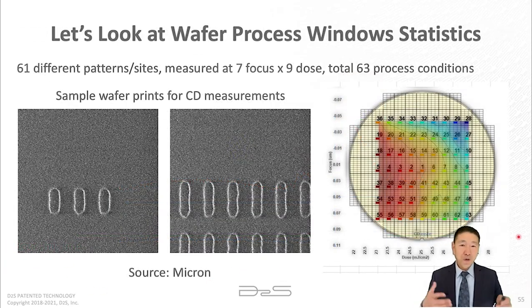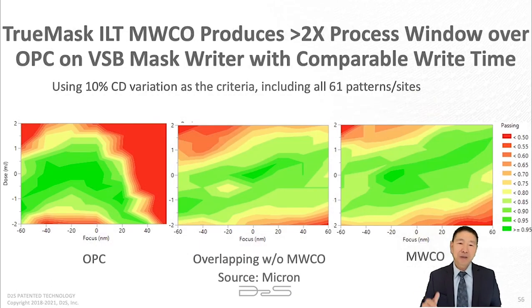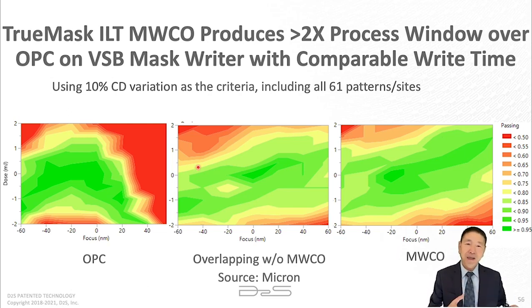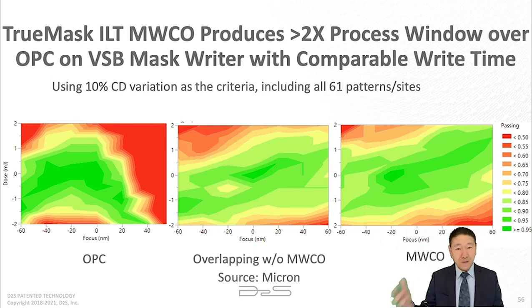We also have to look at the process window. So here we look at the 61 different sites and plot the process window. Basically, the green area means within the process window. So compare OPC to overlapping shot to MWCO. You can see overlapping shot and MWCO improve the process window by over 2x, which is very significant.